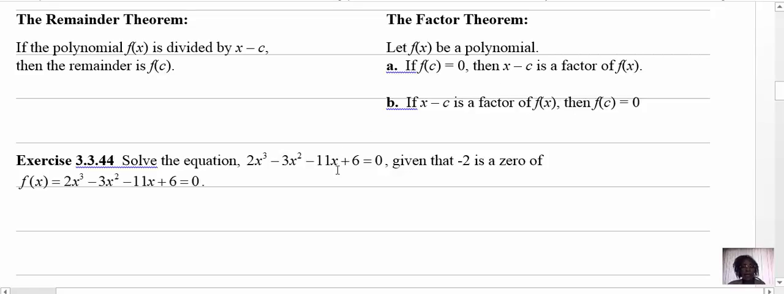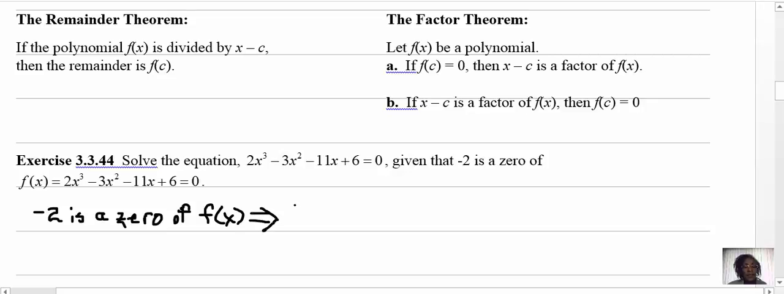So essentially we want to draw some conclusions here, and see how what we learn in this section relates to this problem. We're told that negative 2 is a 0 of f of x. Well, what it means to be a 0 of a function is that if you take that value and replace all the variables in that function with that value, you would get 0. So f of negative 2 is 0.